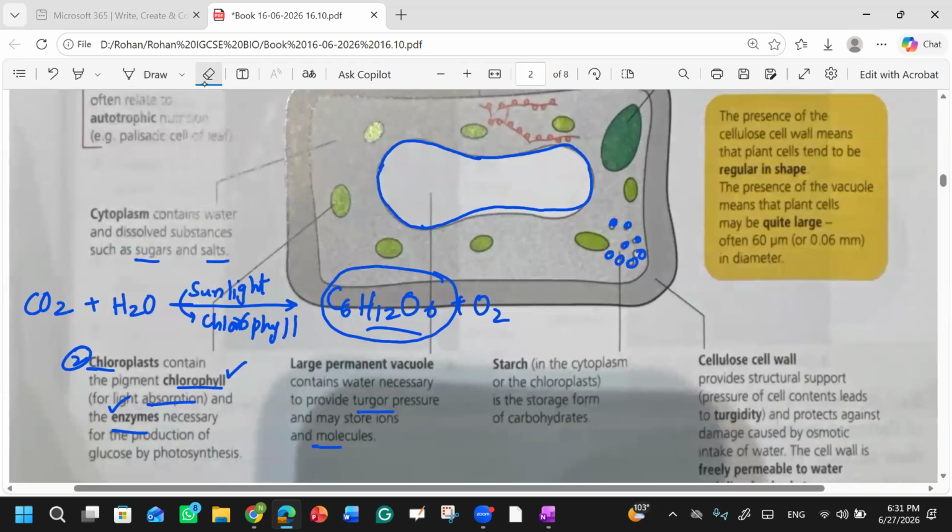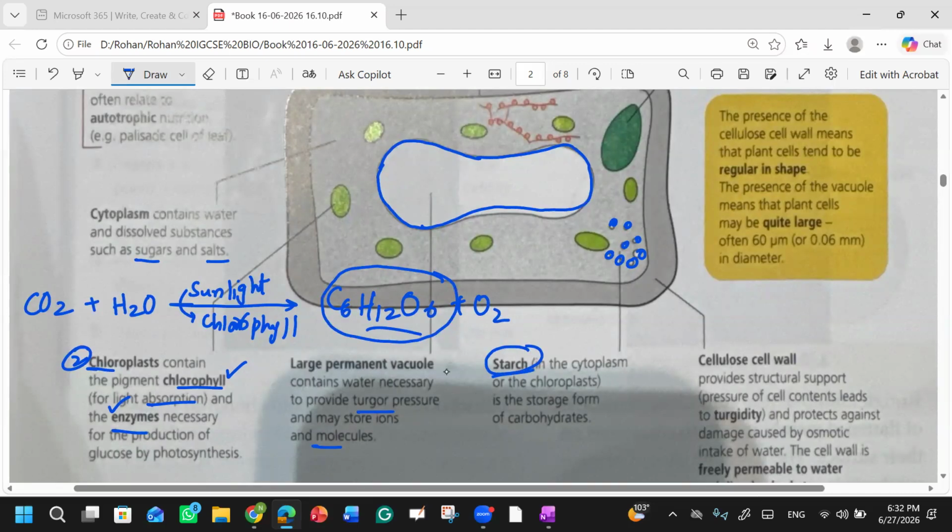Maybe because the chloroplast already has it. No. I told you, you cannot store energy in the form of glucose. Glucose always provides instant energy, at that instant. That's why you will not find glucose in the cytoplasm of the animal cell or of the plant cell. In the plant cell, they store glucose in the form of starch.